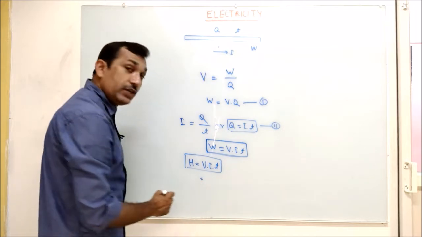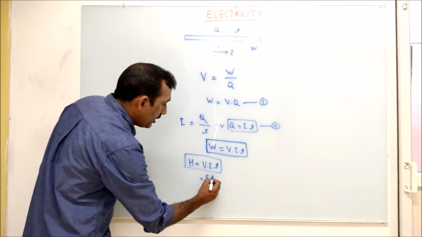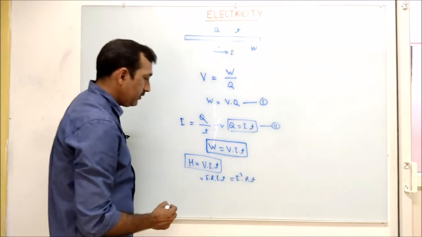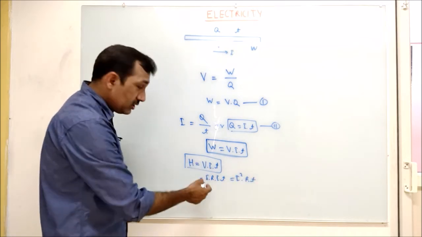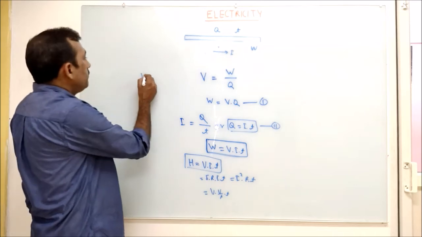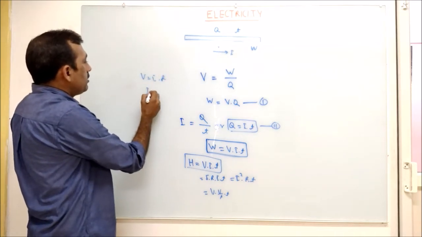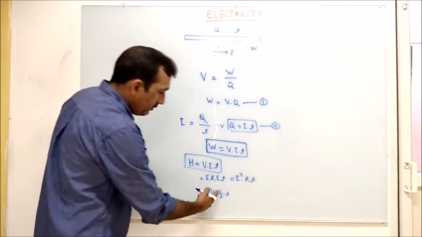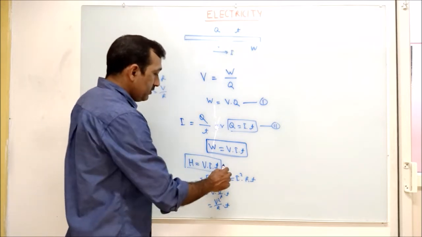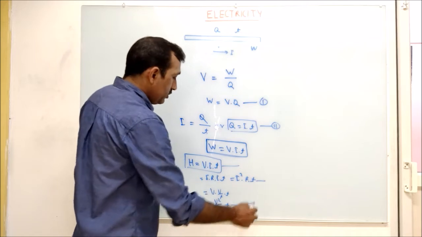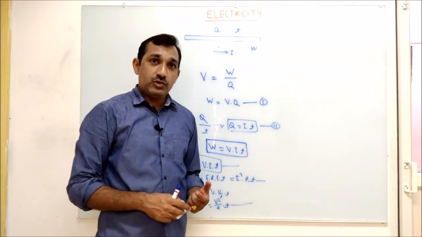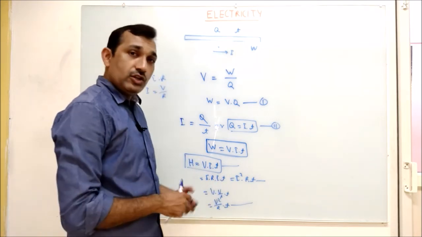If I know V equal to IR, so if I write V equal to IR into I into t, that means I square R into t. Or from Ohm's law, we know V equal to IR, so I equal to V divided by R. From here I have V by R. So this is V square by R into t. So there are three relationships, three formulas we can use: H equal to VIt, I square Rt, V square by R into t. All three are giving the same thing. Depending upon what parameters are given, we can use them.